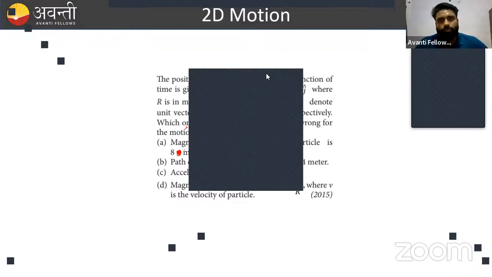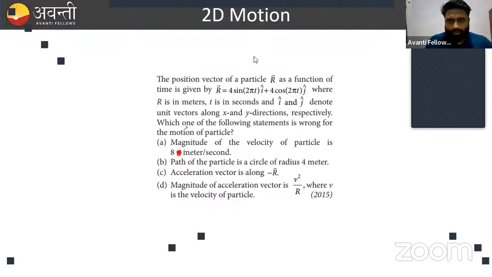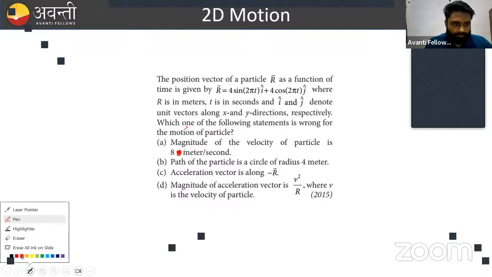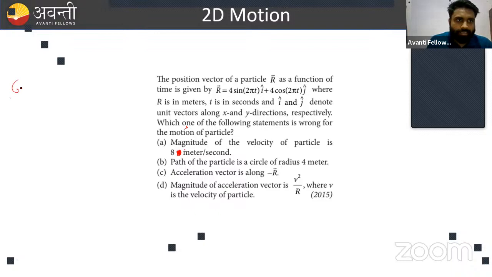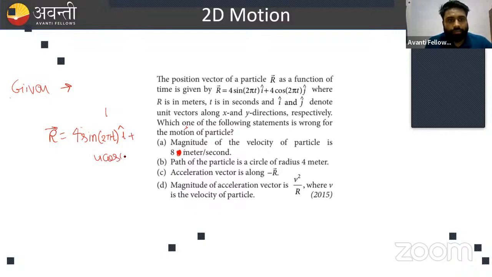Okay. So we will discuss it. You have doubt on this question, na? So we will start discussing this question. Okay. So firstly, what are we given with? सबसे पहले क्या करना, अपने हमको लिखना है कि what is given to us. So what is given here? Here the only thing that we are provided with is r vector, which is the position vector. Okay. Which is equal to 4 sine 2 pi t i cap plus 4 cos 2 pi t j cap.